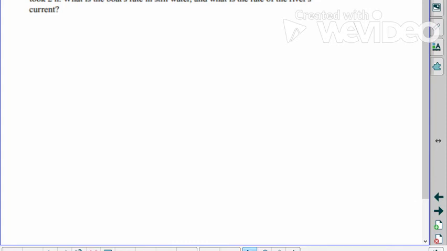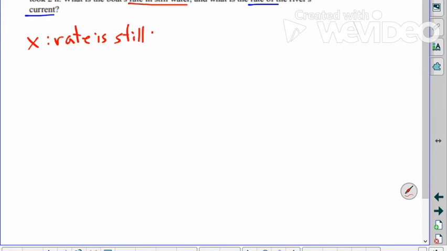Okay, the thing about boats is the current will add to their speed if they're going with the current, and it will take away from it if they're going against it. But it does ask for the rate in still water, and it asks for the rate of the current. So those are the two things we want to know. We don't know them, so we're going to make those our variables. We'll make x the rate in still water, and we will make y the rate of the current.